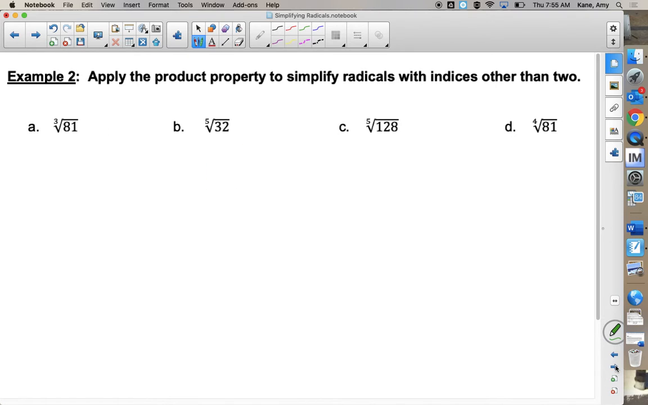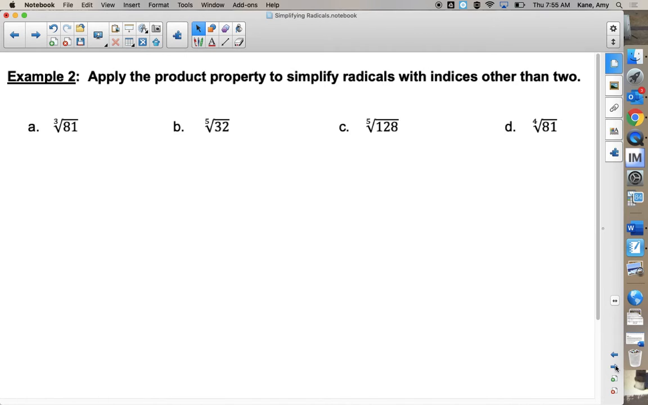The second group of problems should again apply the properties, but it says we have indices other than 2. An indice is just the plural form of an index. So once it's bigger than 2, it's called an indice. It's a fancy name. But the index, the 3, or having a 4, or having a 5. So you might want to look at that little perfect worksheet.